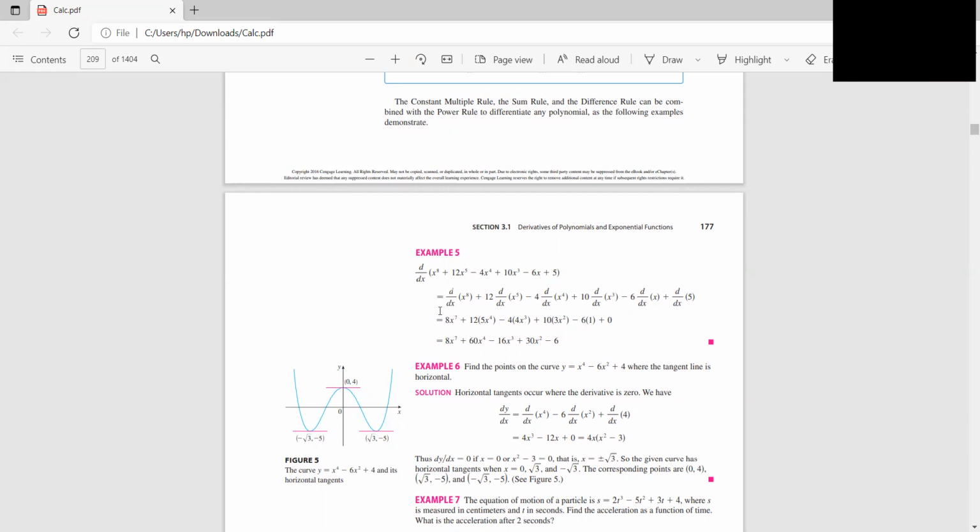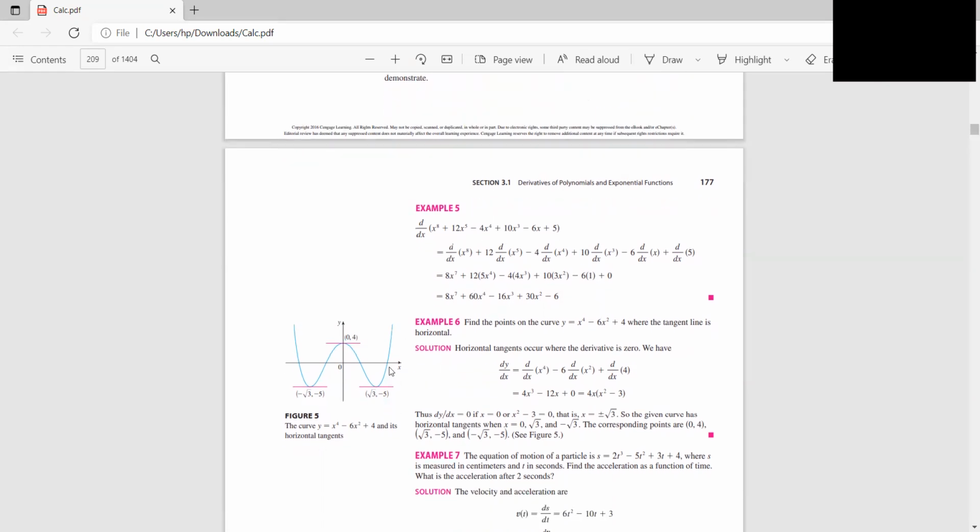So in this case, the derivative of negative 6x is just negative 6, right? Yes. Okay. And then what about the derivative of a constant? It will be 1. No, 0. Yes. Okay. This question actually covers all the rules that we have studied so far. Okay, so I got 8x to the power of 7 plus 60x to the power of 4 negative 16x cube plus 30x square minus 6 plus 0. So just minus 6. Yeah.